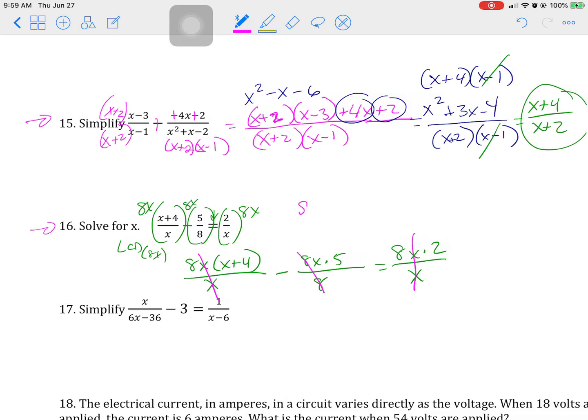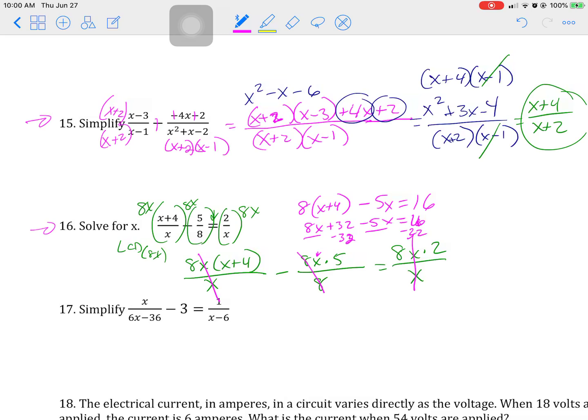So this is going to be 8x plus 4 minus 5 equals 2 times 8 is 16, okay? I forgot my x. There's an x right there. Okay, so this needs to be distributed. So 8x plus 32 minus 5x equals 16. Combine like terms and move the 32.